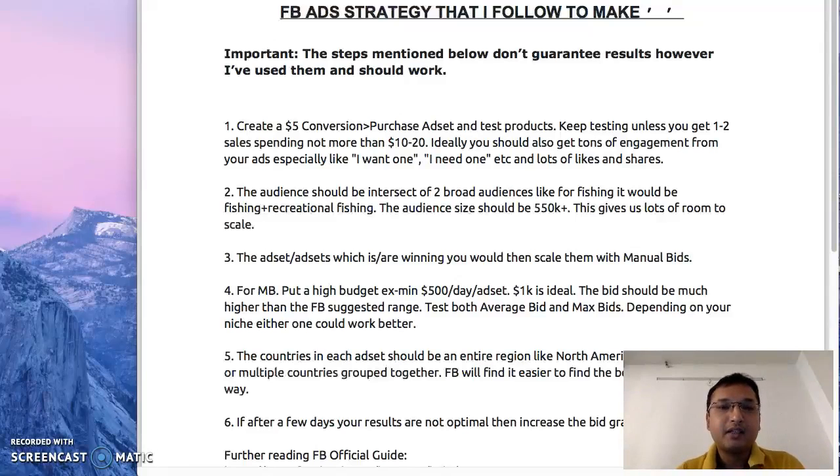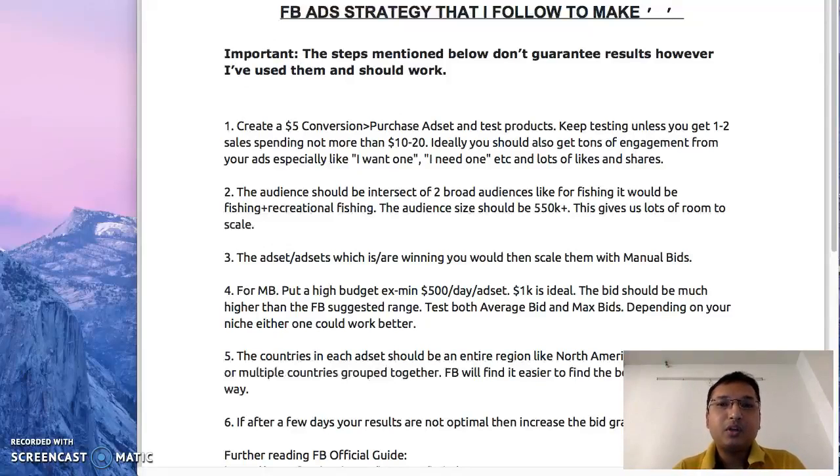Okay, and by that time, out of 15 ads, if you start, at least 1 or 2 should give you 1 or 2 sales, but not spending more than $10-20. Okay, and also you should get tons of engagement from them, which means people should come in saying, I want one, I need one, or maybe tag a friend saying, please buy me this, please buy me one, something like that, which means that people like the product, and it should also obviously get a lot of likes, shares.